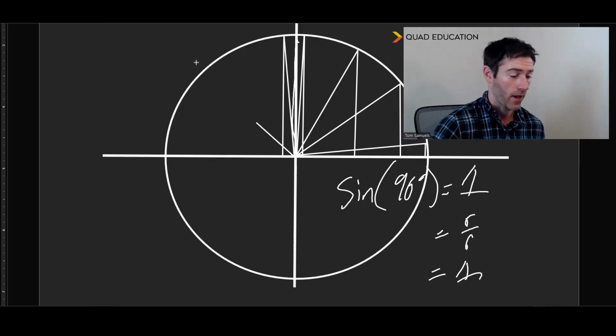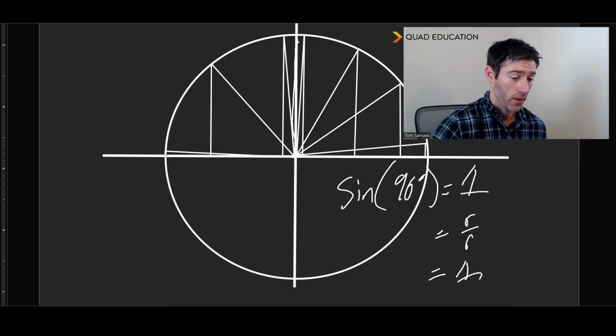And then what happens is after that, past the 90-degree mark, we can see that our opposite is starting to shrink until we go all the way down here to 180, where indeed it is 0 again, because it's not going up or down from the x-axis at all. It is 0. There is no opposite.